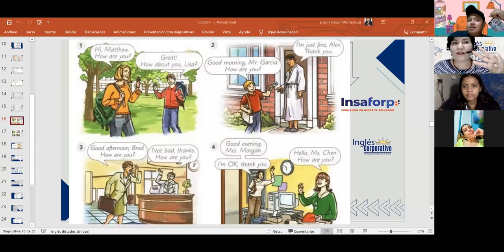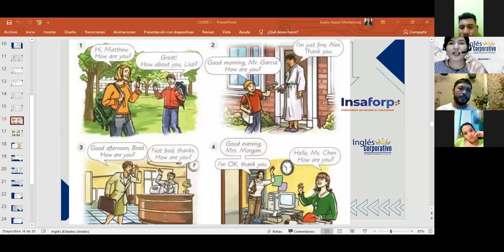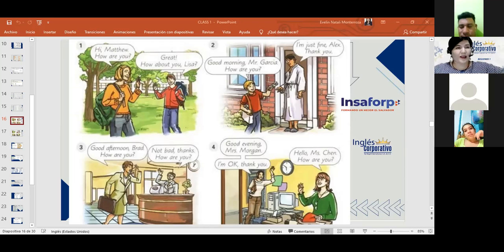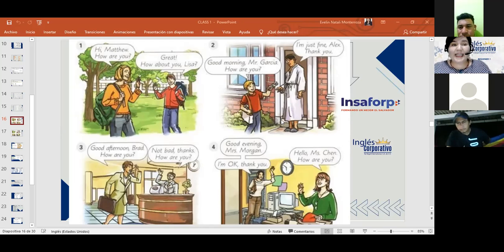Here you have the three different greetings. Good morning, good afternoon, good evening, right? Good morning, for sure you use it in the morning. Good afternoon, from 1 to 4 or 5 p.m. And good evening from 5 p.m. until you go to bed, okay? These are the greetings. Estos son para saludar.